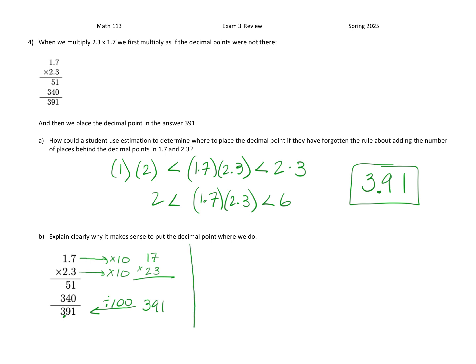I also really like to do this with fractions. So 1.7 times 2.3. 1.7 is 17 tenths, and 2.3 is 23 tenths. 17 times 23, we know that that is 391. 10 times 10 is 100. And 391 divided by 100 is 3.91.